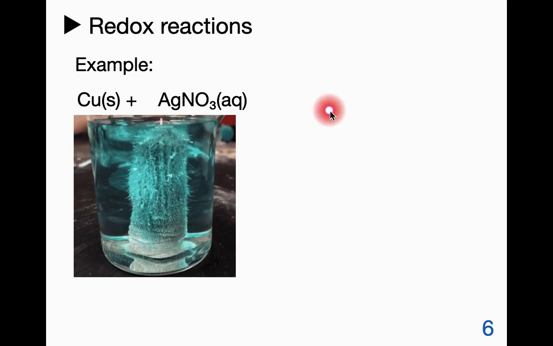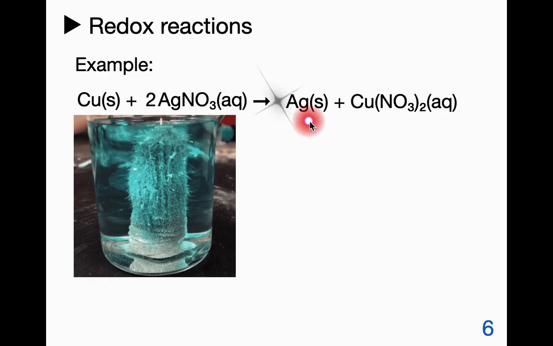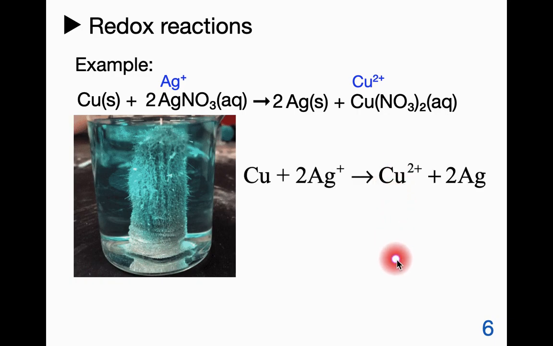Okay, so what is the full reaction that's taking place? Well, our products are silver metal and copper nitrate. Balance it. The real reaction is the copper metal reacting with the silver ions to form silver metal and copper ions. The nitrate is what's referred to as a spectator ion. Nothing changed as far as the nitrate is concerned. It's aqueous on both sides. So let's remove the nitrate and just look at the copper and the silver.